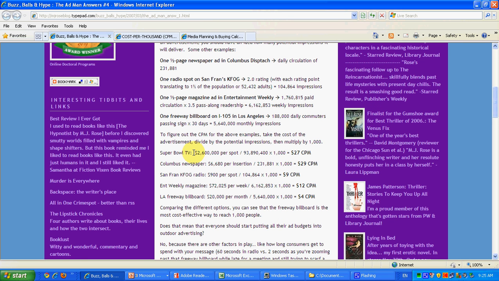And one of the examples it shows down here is a Super Bowl ad. So over in the States, one 30-second spot during the Super Bowl will cost you $2.6 million.